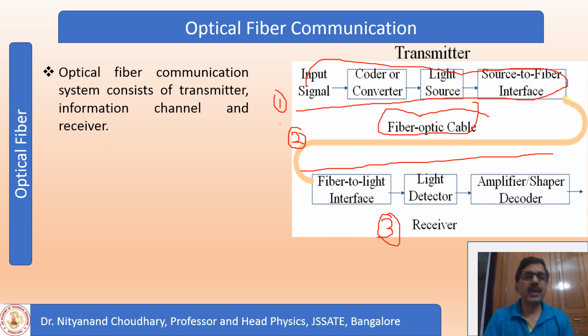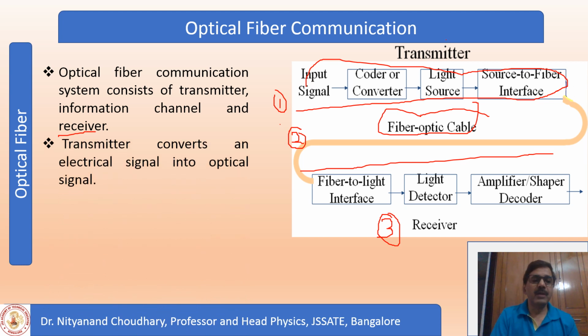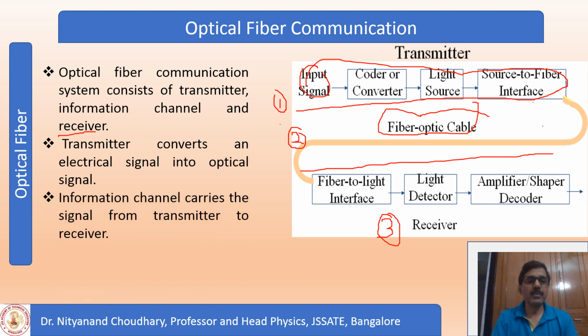Firstly, the optical fiber communication system consists of the transmitter, then the information channel, which is the second part, and the third part is the receiver. The transmitter converts the electrical signal into an optical signal. Whatever electrical signal is given from here finally gets converted into the optical signal, and the optical signal travels through the optical fiber, and then that optical signal gets converted back into the electrical signal, and then we send it to the destination in a certain way that we'll look into. The information channel carries the signal from the transmitter to the receiver.